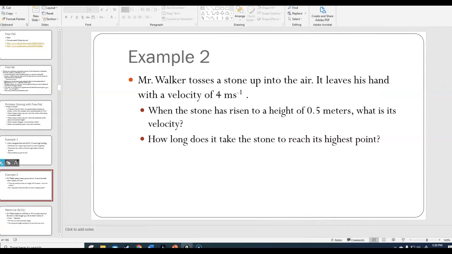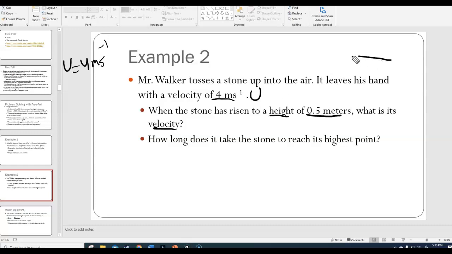Example 2 says Mr. Walker tosses a stone up into the air. It leaves his hand with a velocity of 4 meters per second. The first question says, when the stone has risen to a height of 0.5 meters, what is its velocity? So first of all, I toss a stone up into the air, it leaves my hand with a velocity of 4 meters per second, and then after it leaves my hand, it's going to travel up, right? It's going to travel up to half a meter. That means that this velocity right here is going to be my u. So u equals 4 meters per second, that's my initial velocity.